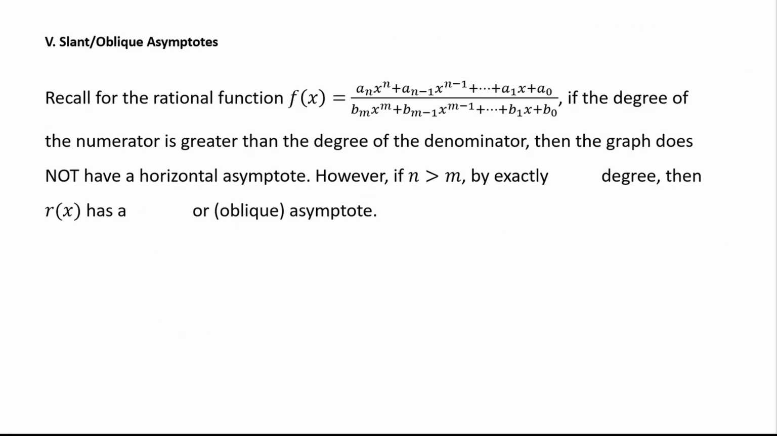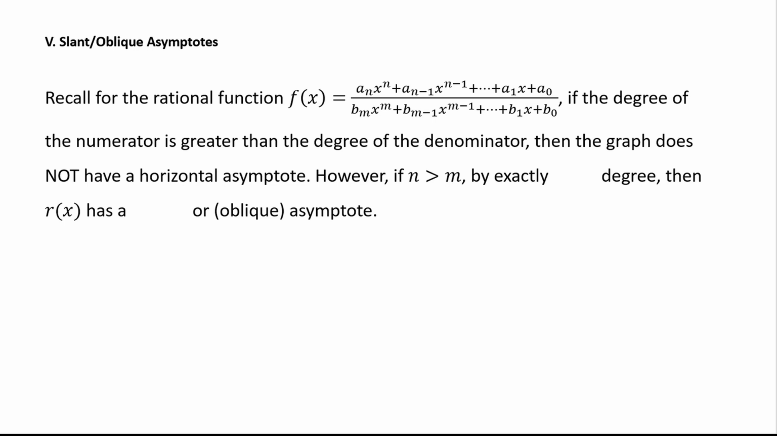Roman numeral 5, slant or oblique asymptotes. Recall that for the rational function f of x equals a sub n x to the n plus a sub n minus 1 x to the n minus 1 plus dot dot dot plus a sub 1 x plus a sub naught, all divided by b sub m x to the m plus b sub m minus 1 x to the m minus 1 plus dot dot dot b sub 1 x plus b sub naught.